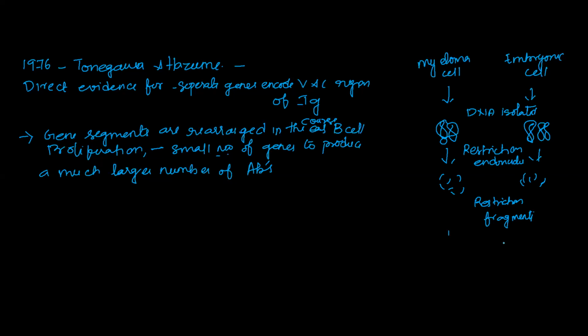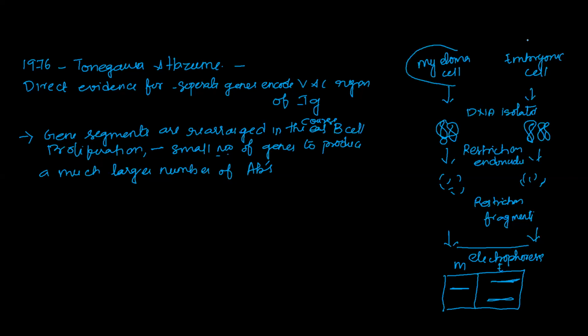Now he took these and did electrophoresis, and he found out, okay, this is for the myeloma cell and this is for the embryonic cell. I just had a single DNA band and two DNA bands here. So what did he conclude from this experiment? Let me explain again: he took DNA from the myeloma cells and embryonic cells, digested them with restriction endonucleases, and the restriction fragments were subjected to electrophoresis.